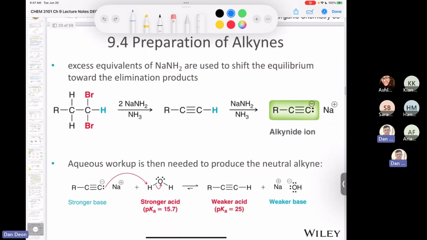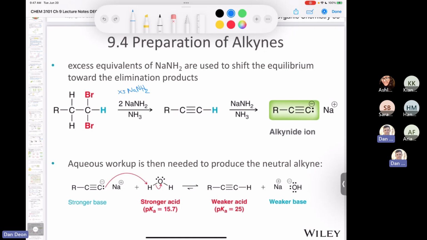So what would you do if you have a dihalide? This one is geminal, right? This one here, you do excess sodium amide, or you can put two equivalents, but generally we just put excess sodium amide, and that takes us all the way from here to the terminal alkyne.